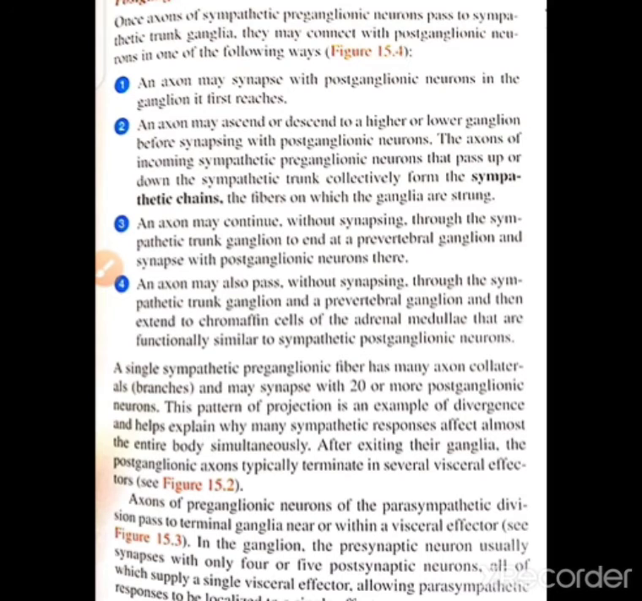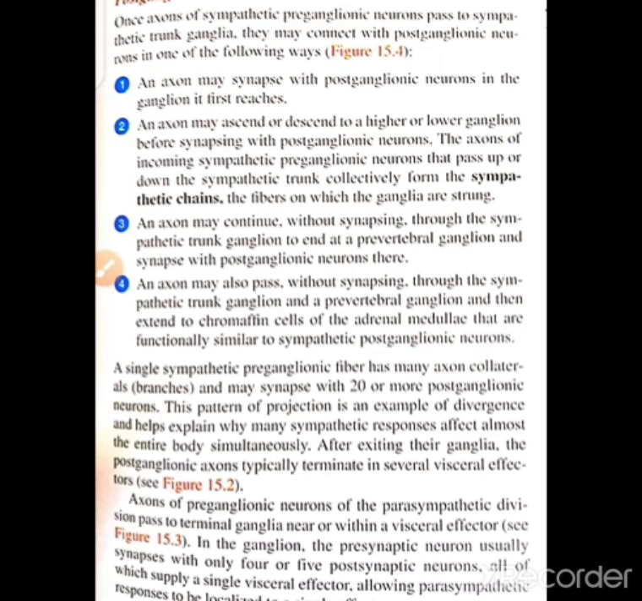Now you can see the same thing explained here. The postganglionic neurons: once the axons of the sympathetic preganglionic neurons pass to the sympathetic trunk ganglia, they may connect to the postganglionic neurons in one of the following ways.